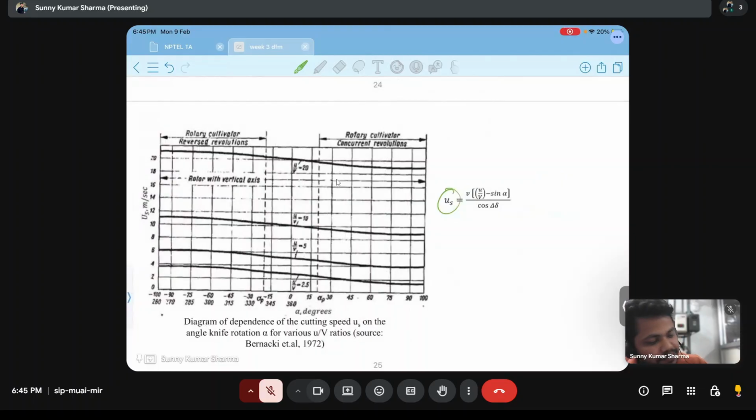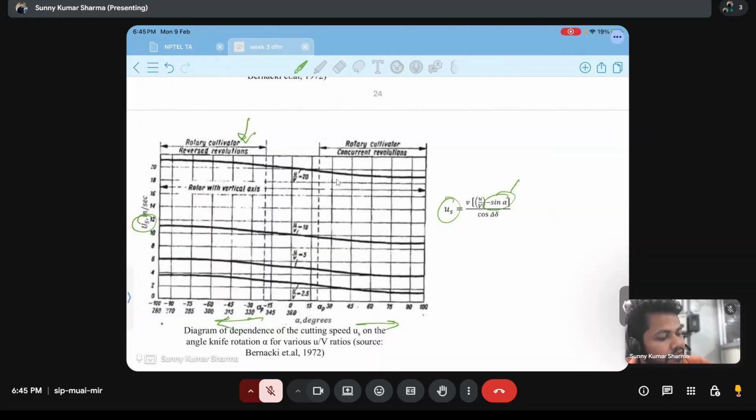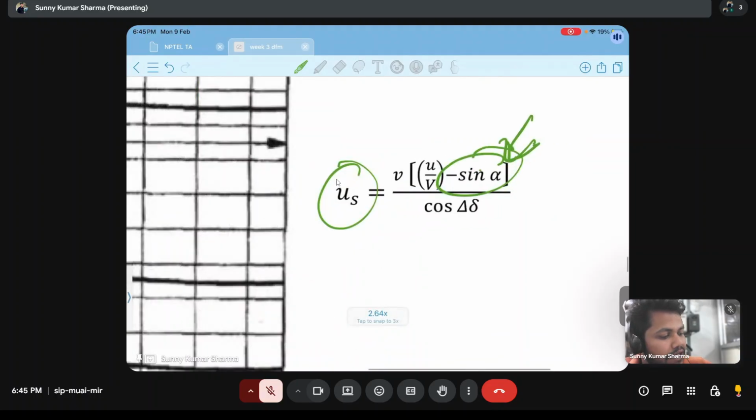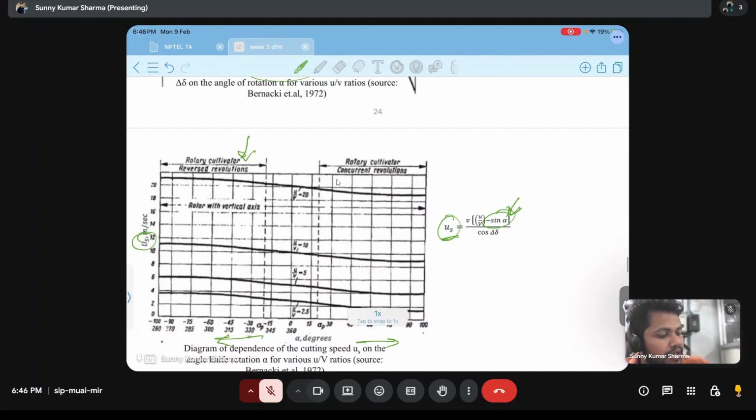For Us, this side is reverse mode and this side is concurrent mode, where alpha is positive. So the Us value is more when we are working in reverse mode, as we can see that when we put alpha negative in this expression, sin alpha is negative, so Us will be more, because this term will add instead of subtract. And when we are working in concurrent mode, Us will be low.